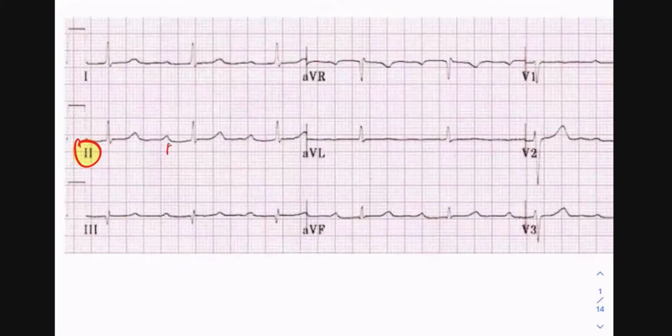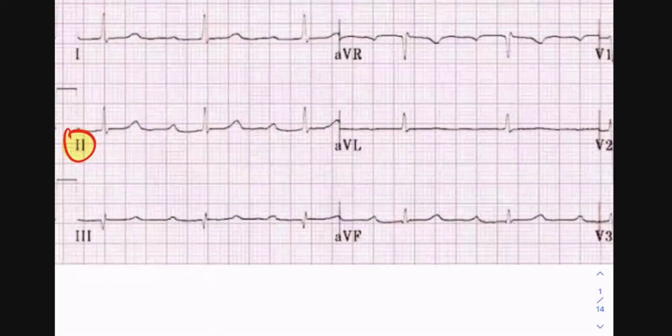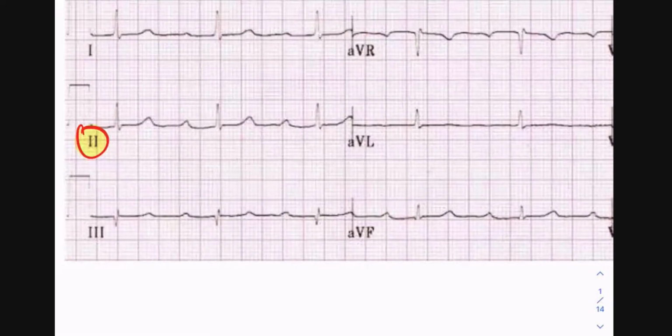The next thing I want to look for is rhythm. Do I see a P, QRS, T, P, QRS, T? Yes, I see rhythm. So this is normal sinus rhythm. The third thing I like to do is look at my intervals. And the PR interval in this case is greater than 1 big box. So that's concerning. Okay, this is a PR elongation, or prolonged PR.